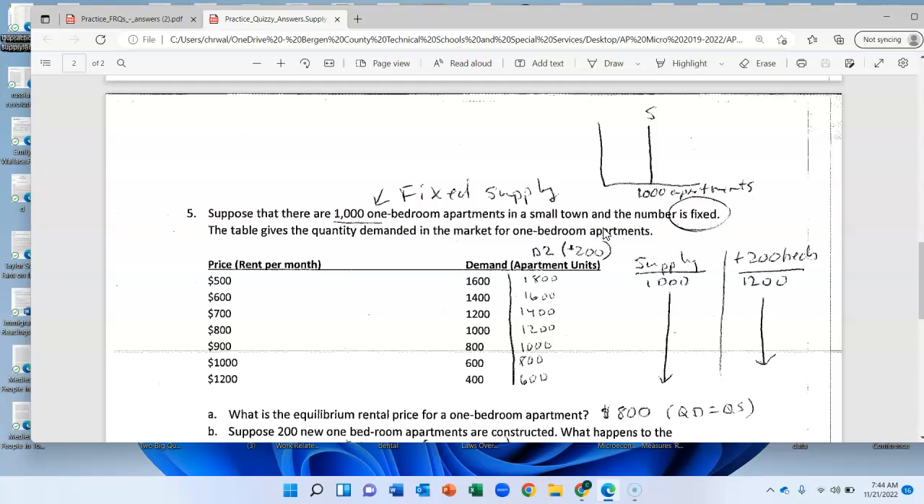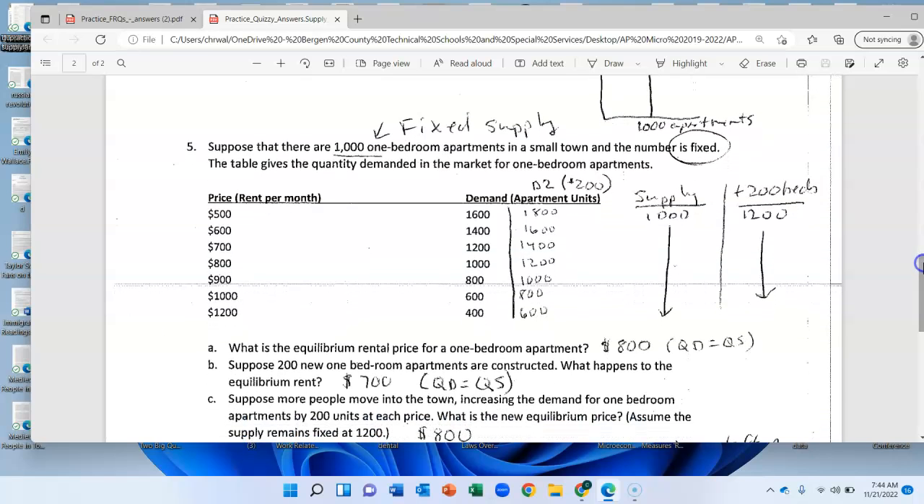Okay, so that's straightforward. Now we say, well, what happens if 200 new apartments get constructed? So now we've added 200 to every single supply. Sorry, this is a supply thing. If 200 new one-bedroom apartments are built, now supply is not 1,000, but it's 1,200. What happens? In this case, I'm going to use this original demand information. Just ignore this other demand information for a moment. I'm going to look at the rental price, which has now gone down because the supply has increased to 1,200. Now we're going to see the rental price be a little bit lower at 700 because quantity supplied equals quantity demanded at 700.